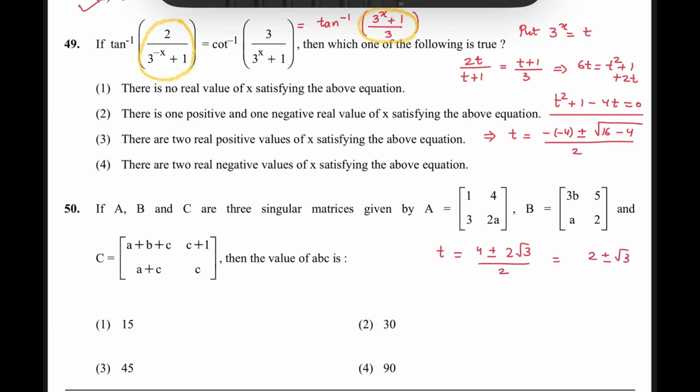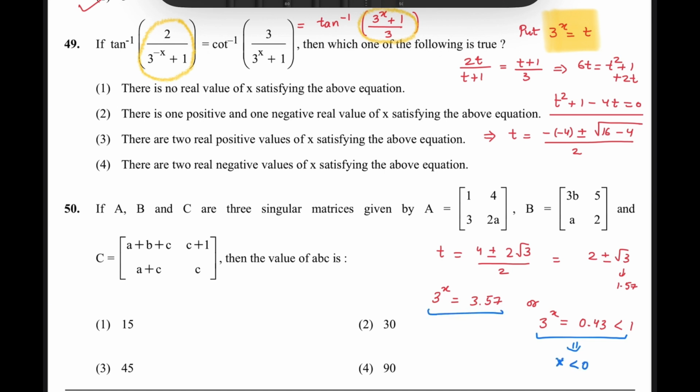But t was actually 3 to the power x. Okay, so if t is 3 to the power x, so that means 3 to the power x is, so root 3 is approximately 1.73. So it is 3.73, or you can write 3 to the power x as 2 minus 1.73, which is approximately 0.27, which is less than 1. Okay, so if 3 to the power x is less than 1, that means x has to be a negative number. So this implies x is less than 0.